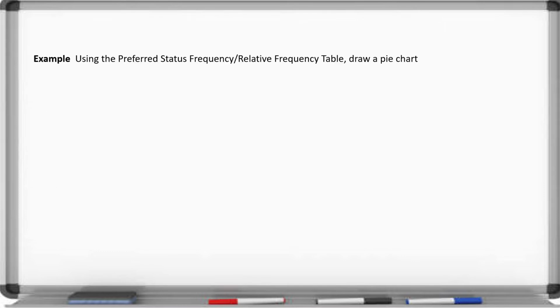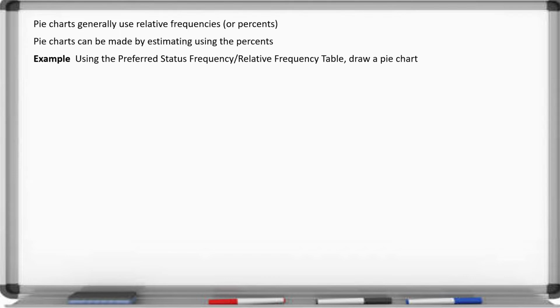Alright, so now we're going to be using the same data set, but this time we're going to draw a pie chart. Remember that pie charts generally use relative frequencies or percents, and they can be made by estimating using the percents that we calculate. So remember that to calculate a percent or a relative frequency, we simply take the frequency divided by the total, and then move the decimal place twice or multiply by 100 to convert it to a percent.